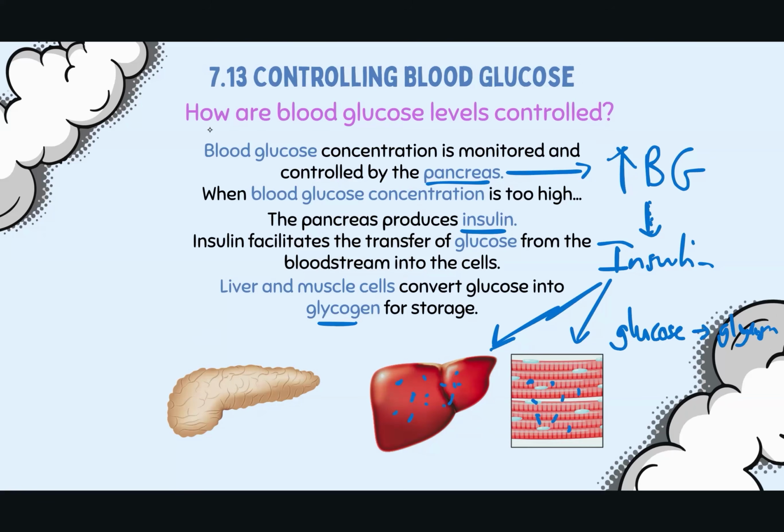Now, if the blood sugar level goes too low, what I'm about to go through now only comes up in higher. So blood glucose going too high and insulin being released by the pancreas, and then the liver and the muscles converting glucose to glycogen, that's for higher and foundation. But if the blood glucose level goes too low, what happens next is all part of the higher paper. So this time the pancreas releases a different hormone called glucagon.